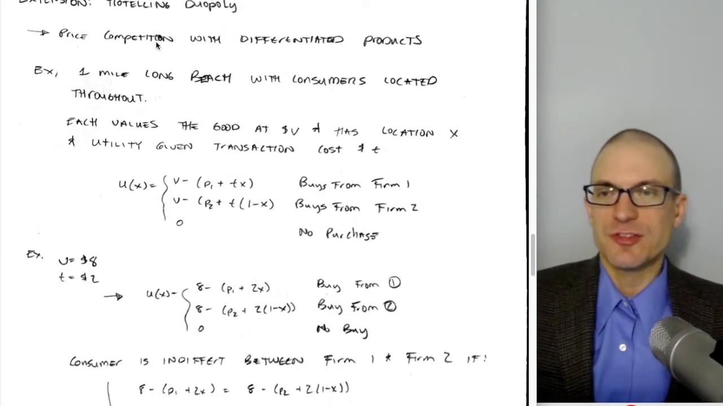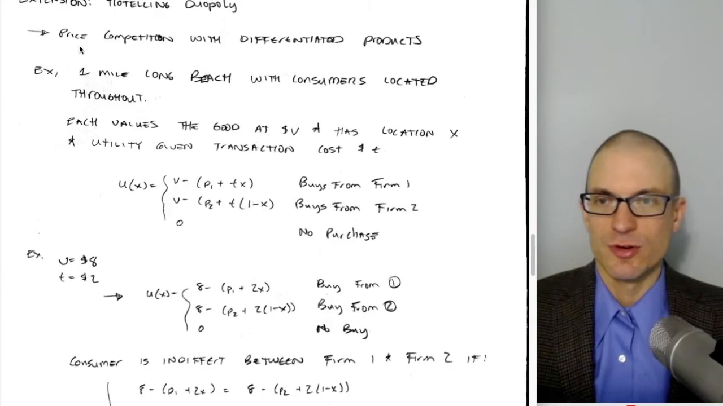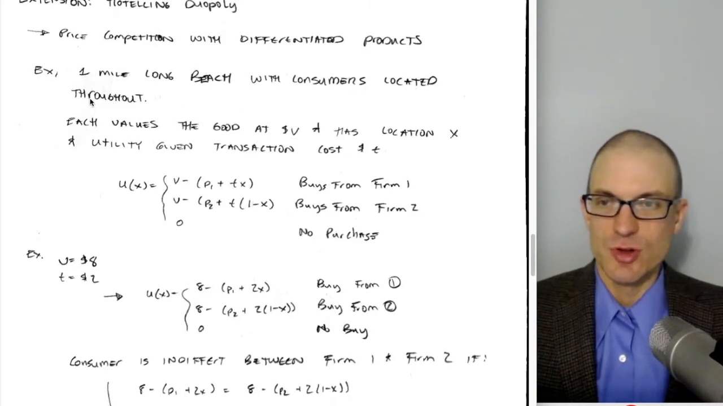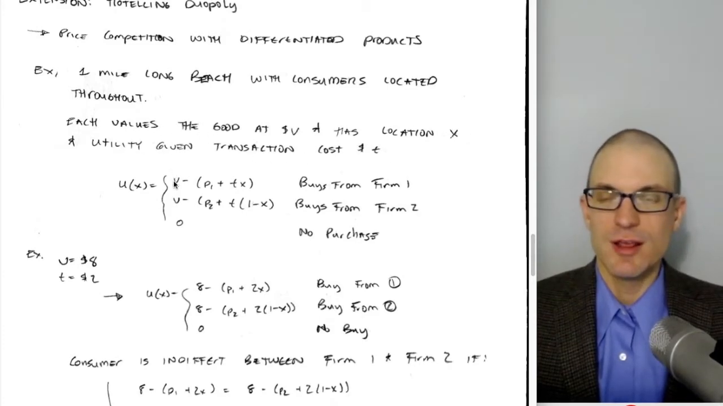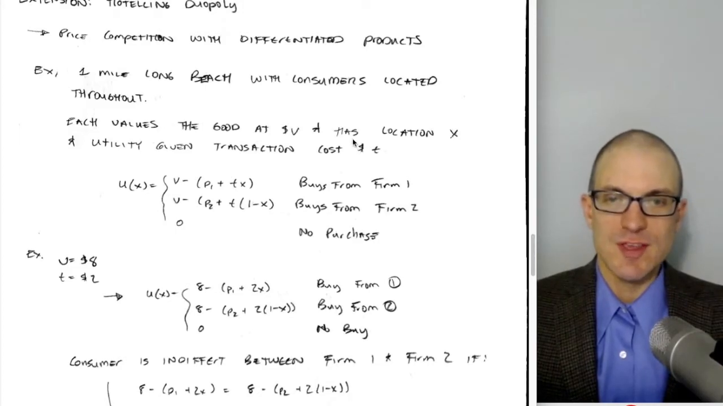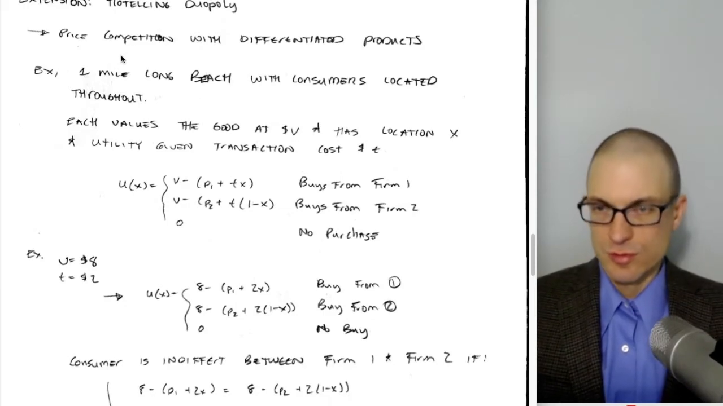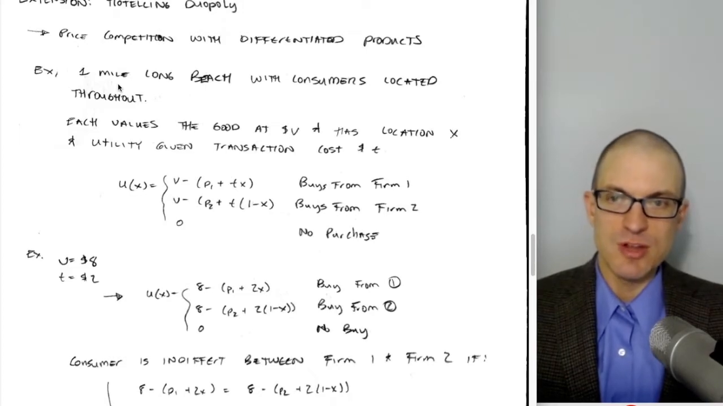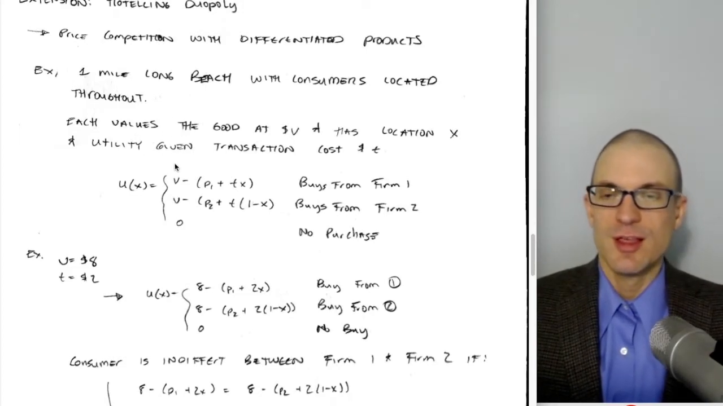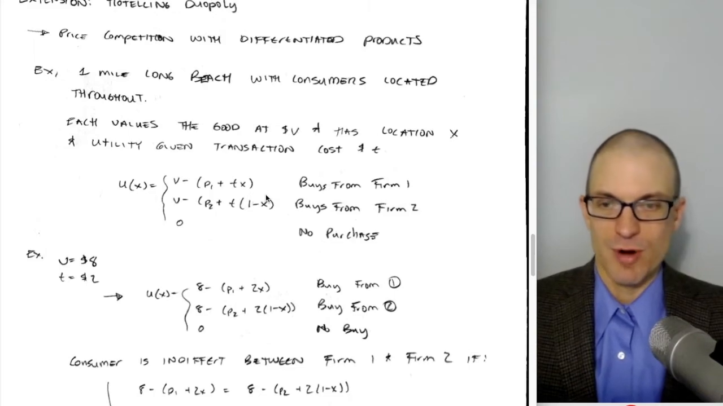All right, so the last extension is thinking about the Hotelling duopoly. This is price competition with differentiated products. For instance, suppose we had a mile-long beach with customers located throughout. Each values the good at V. Each has a location X and utility given the transaction costs of T, which is like the nuisance or bother they incur walking along the beach to the other vendor away from their location. If we're thinking about this not as a beach but as some dimension of taste, then it's buying something that doesn't match their preferences perfectly.